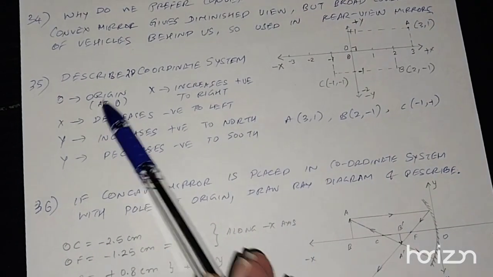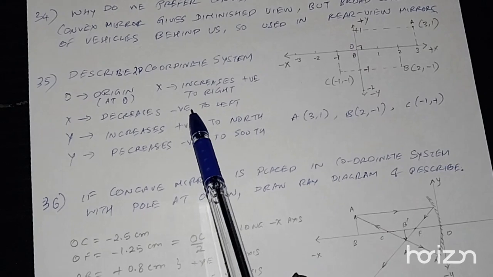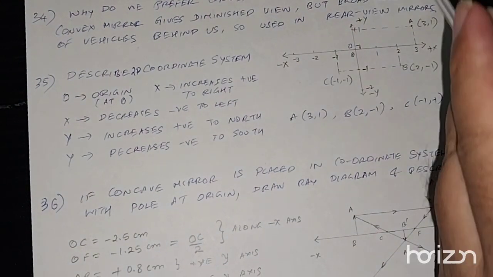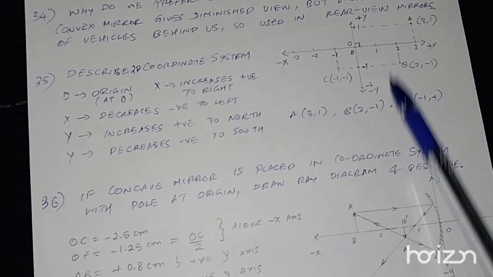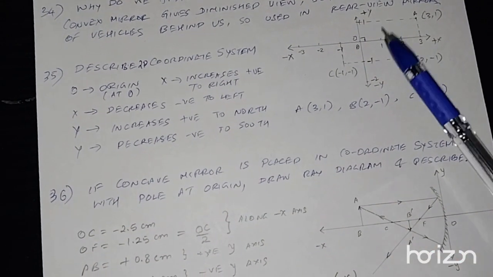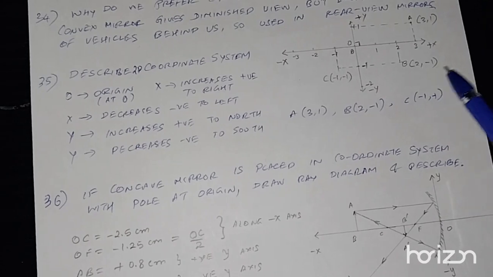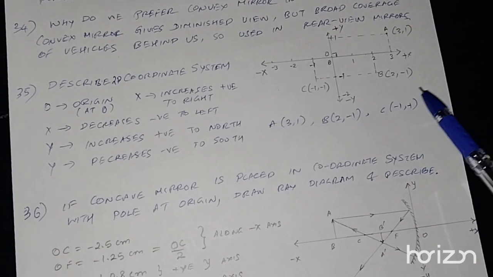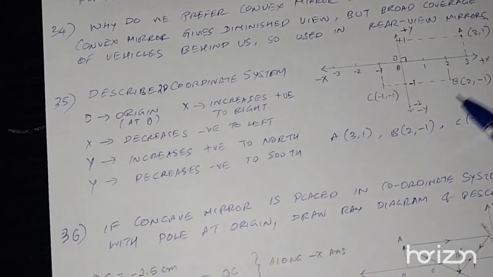So O is the origin, X increases to the right, decreases to the left, which is negative. Y increases to the north. If you go north, Y is increasing, and when you go south, Y starts decreasing. So this is the 2D coordinate system. Now this coordinate system will help you in calculating the object distances and image distances with respect to focal length. That's why it's important to understand this 2D coordinate system.